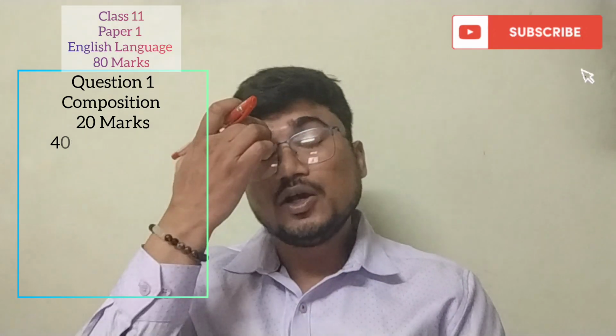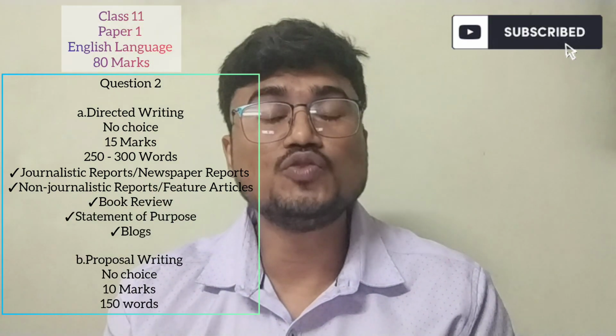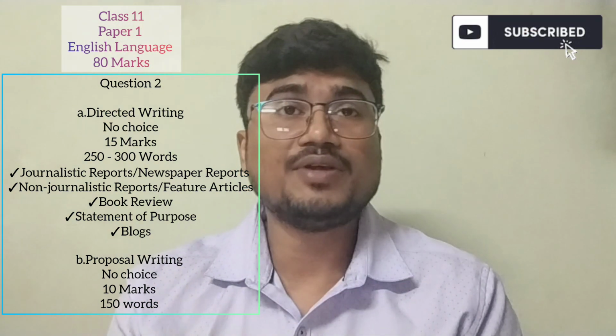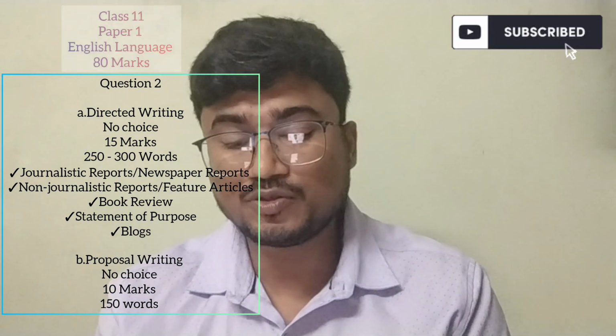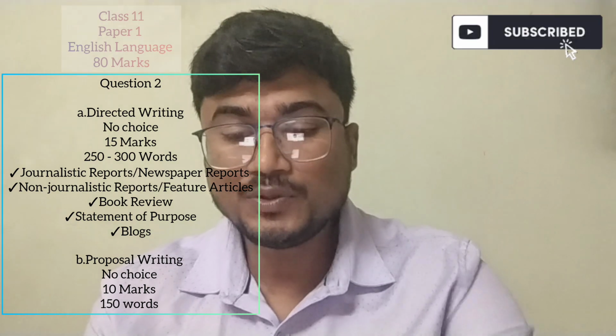Alright. Question number 2 also. Here you have a slight change. Question number 2 is divided into 2 parts. 2A is your directed writing. Alright. Now, in question number 2A, directed writing, the topics that are going to be covered include your journalistic reports, also known as newspaper reports.